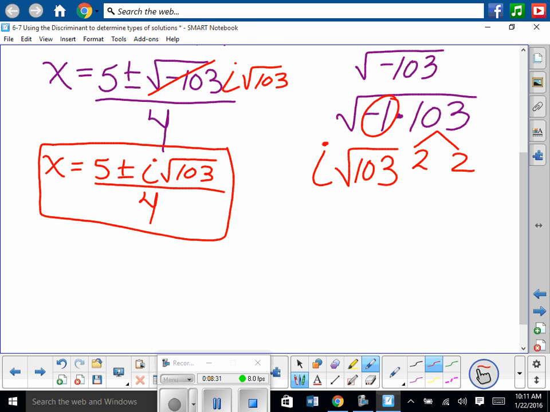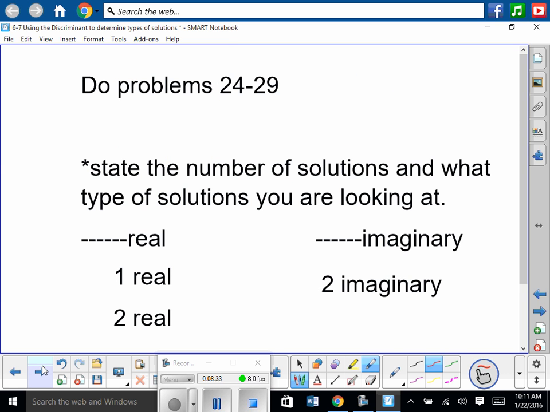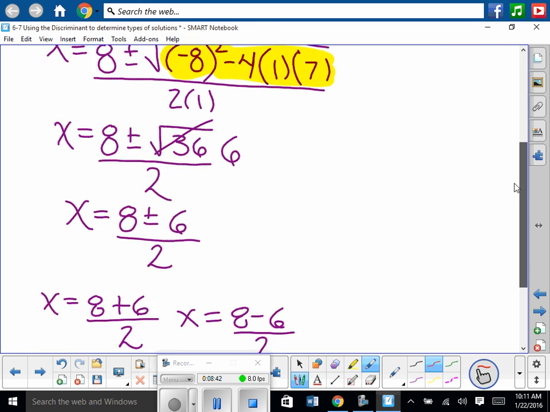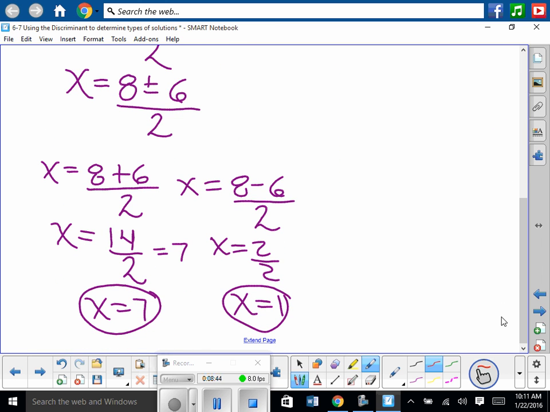So, sweet. All right, so do problem 24. Oh, one more thing. Sorry, I forgot this first hour too. Okay, so everybody think, this will really help you later on. So how many solutions did we get? 2. Are they imaginary? No. So we got 2 real solutions.